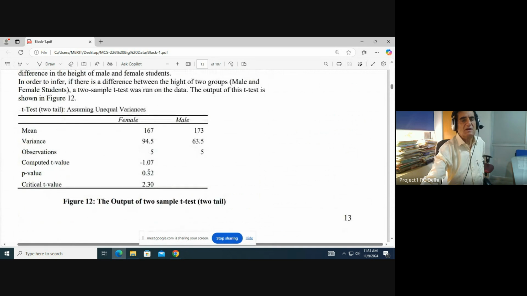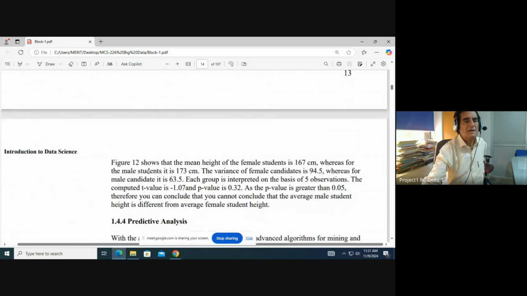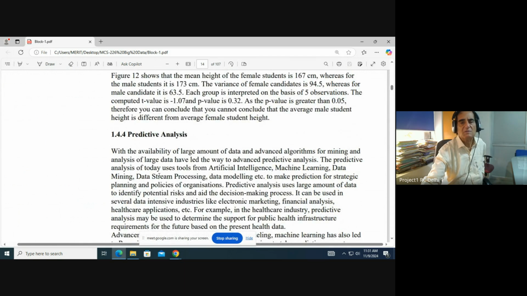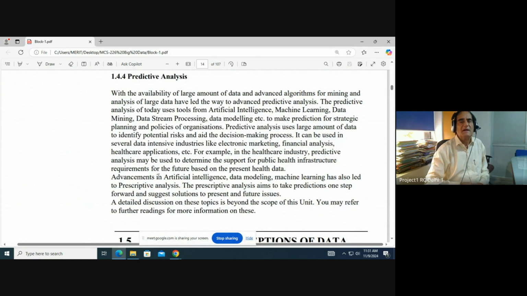So these are important things. Introduction to data science, predictive analysis with the availability of large amounts of data, advanced algorithms for mining. माइनिंग क्या होता है? डेटा को माइन करना है, डेटा को कलेक्ट करना है. The predictive analysis is today used with tools for artificial intelligence, machine learning, data mining, data stream processing, data modeling, etc. to make predictions for strategic planning and policies of the organization.